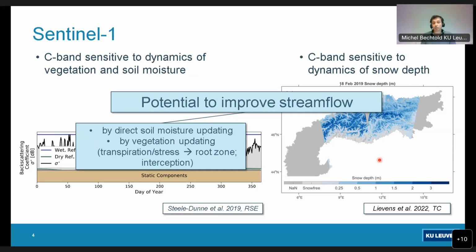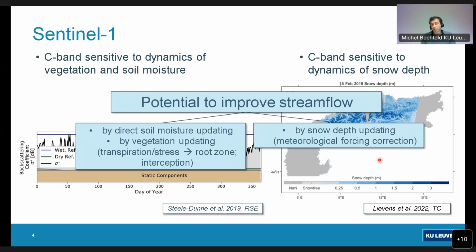Assimilating backscatter can also be used to update vegetation, and this will affect transpiration. We can detect stress, and this has the potential to get updates of root zone moisture via the vegetation signal. It can also help in getting the interception processes better, to have a better vegetation state.